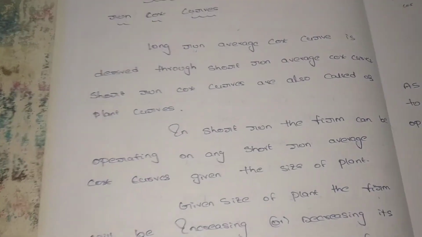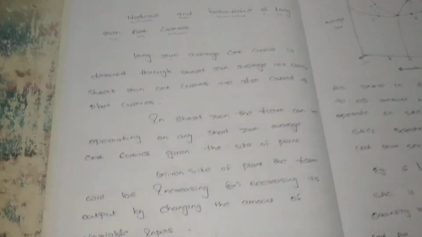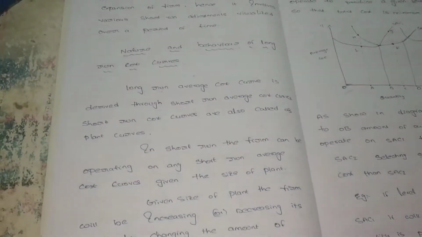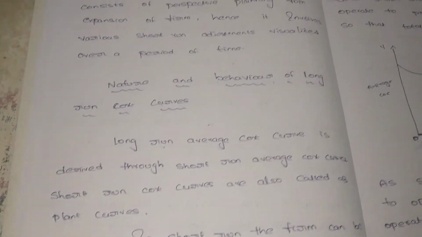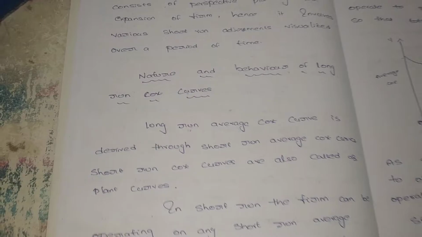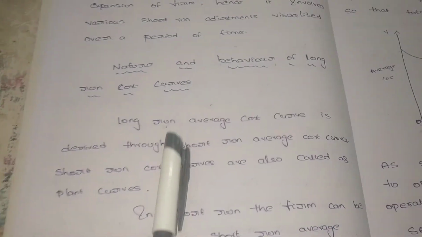Up to now we discussed what the long run cost curve is and what its characteristics are. I hope you understand. If you have any doubt, let me know. And we are continuing our lecture. Our next topic is nature and behavior of the long run cost curve. What is the nature and what is the behavior of the long run cost curve?